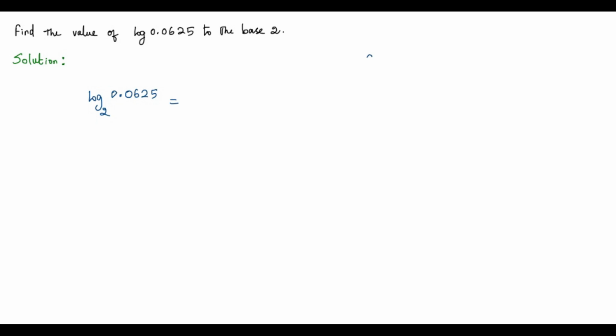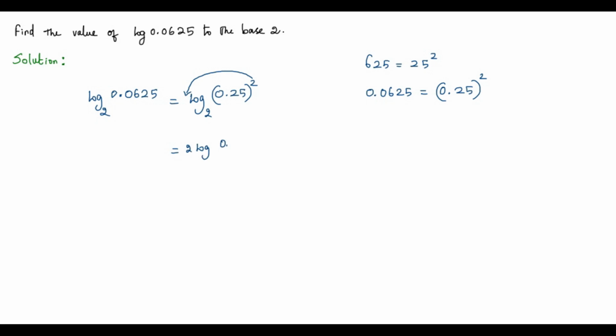Okay, so already we know 625 is equal to 25 square. So the same way we can write 0.0625 as 0.25 the whole square. So log, instead of this 0.0625 we can write 0.25 the whole square to the base 2. So in the next step what we can do is we can get this exponent 2 in front of the logarithm using one of the fundamental laws of logarithm. Then we get 2 times log 0.25 to the base 2.